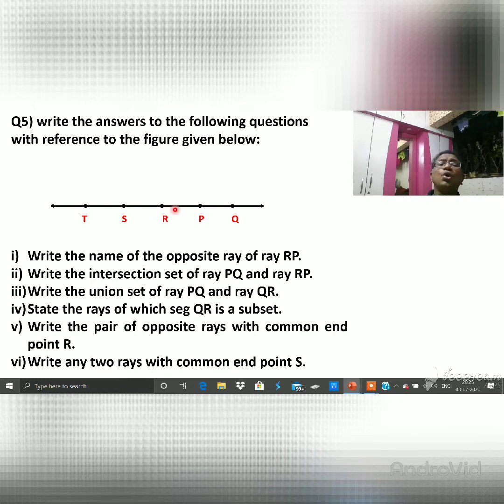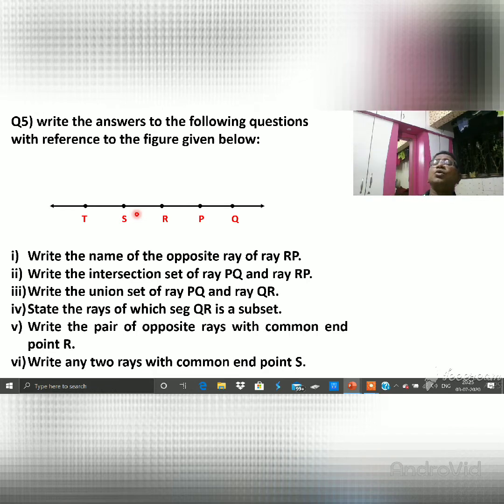So the supersets of segment QR: first is ray QR. Subset means all elements are present, so whatever the elements of segment QR are, they are present in ray QR. Then another is ray QS. In this ray QS, this segment QR is present, so it is the subset. So ray QS is possible. Another is ray QT, because in ray QT segment QR is present.